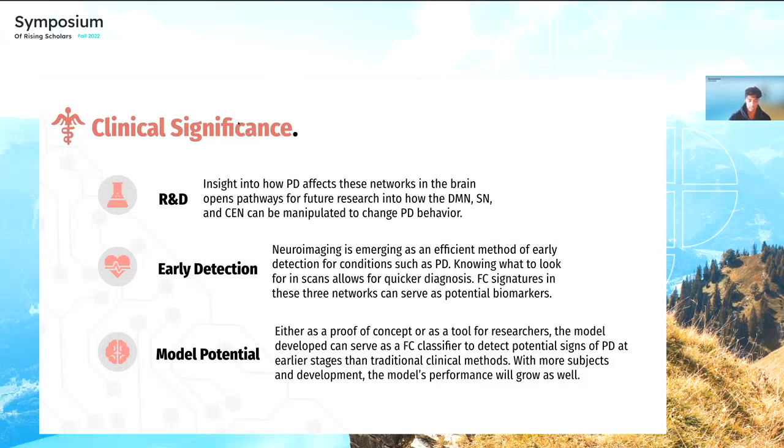And then model potential, either as a proof of concept or as a tool for researchers. The model developed here can serve as an FC classifier to detect potential signals of PD at earlier stages than traditional clinical methods. With more subjects in development, because 40 subjects is not enough to train an efficient model, but with more subjects as PPMI grows, the model's performance will undoubtedly grow as well. And yeah, that's it for my project.